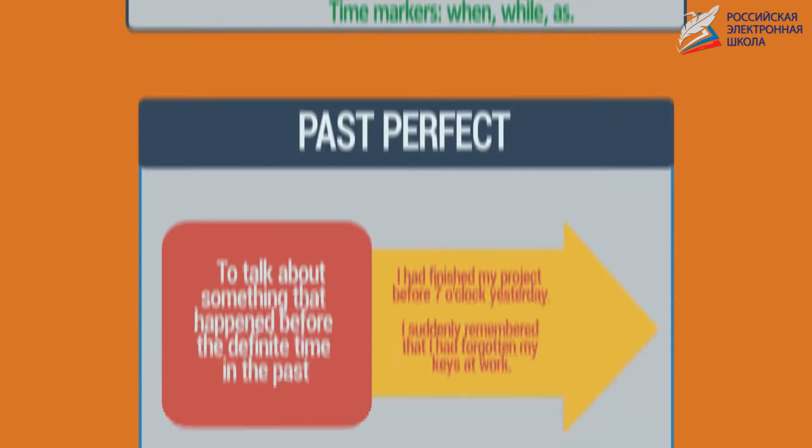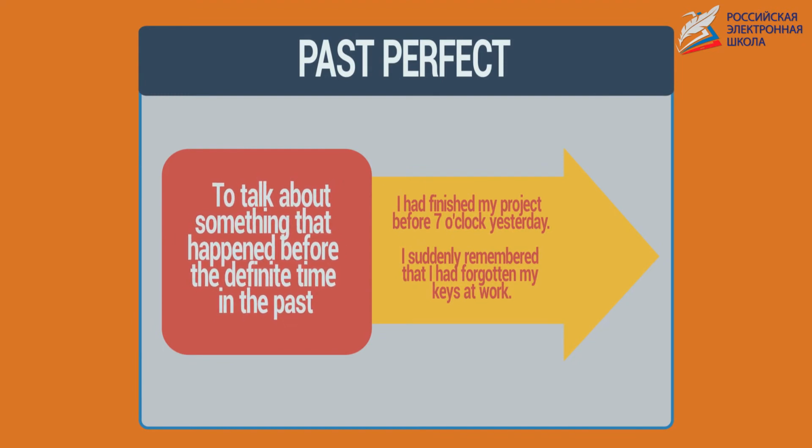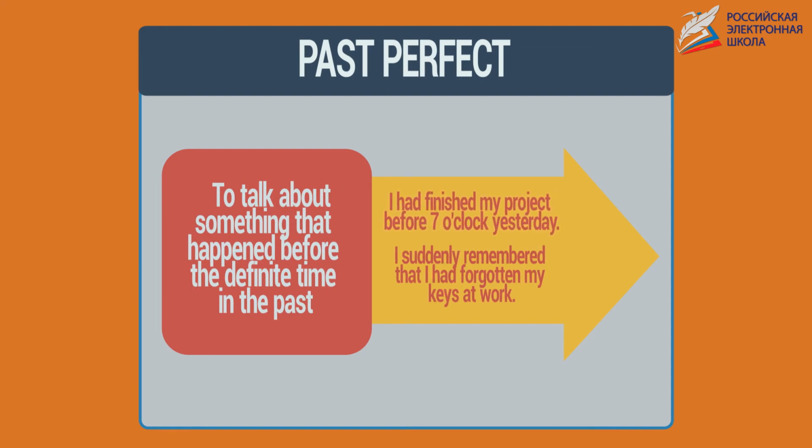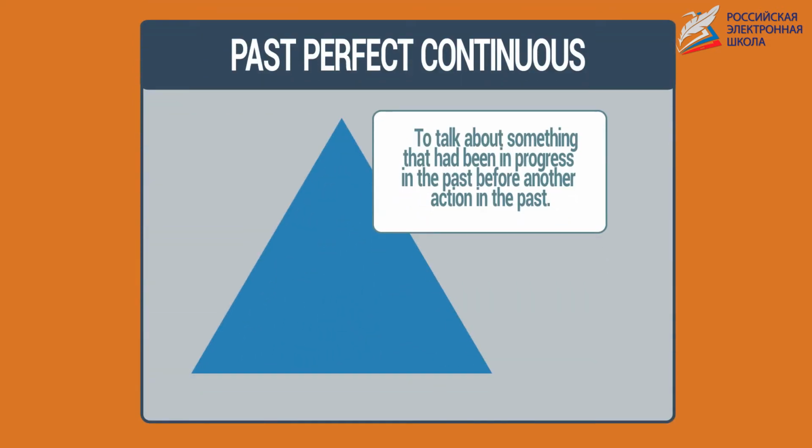We use past perfect. 1. To talk about something that happened before the definite time in the past. For example, I had finished my project before 7 o'clock yesterday. I suddenly remembered that I had forgotten my keys at work. Time markers: before, by.